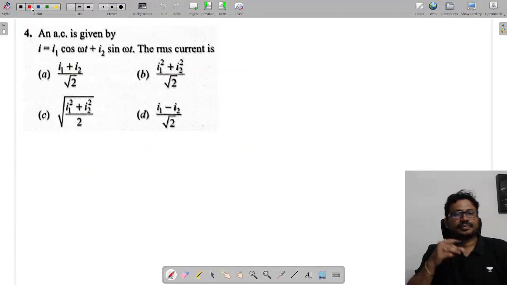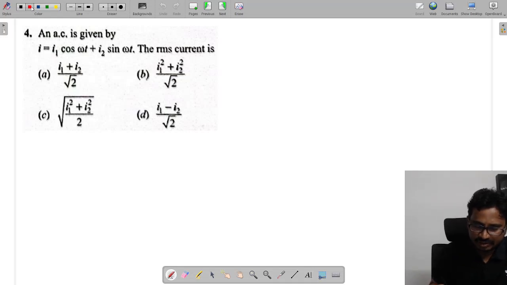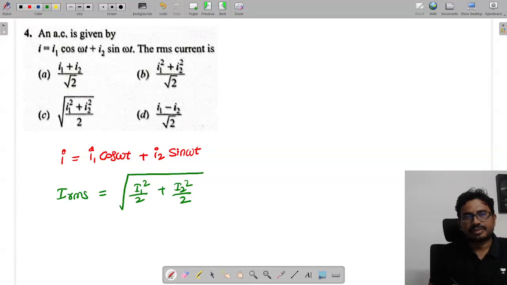Next, an AC circuit is given like this. They ask to find the RMS value. So I is equal to I1 cos omega t plus I2 sin omega t. For this case, what is the RMS value? We have a standard formula for this: I1 squared by 2 plus I2 squared by 2. Since sine and cos are orthogonal, directly we can apply the formula.